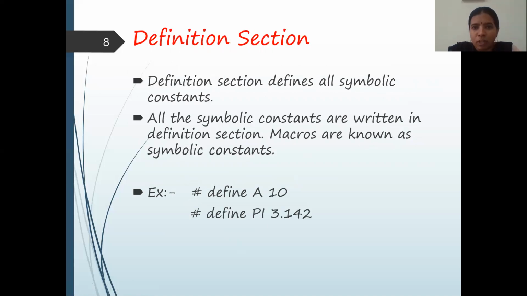Then moving on to the definition section, this is a place where the symbolic constants are defined. Symbolic constants are also known as macros. Example, hash define A 10, hash define PI 3.142.